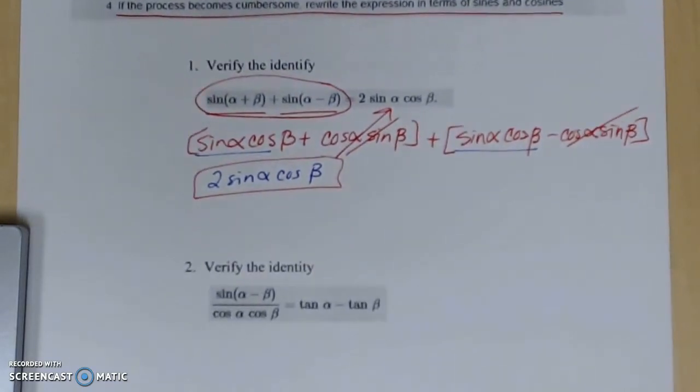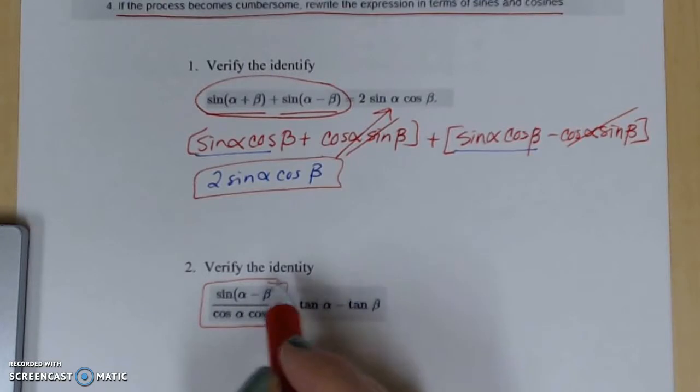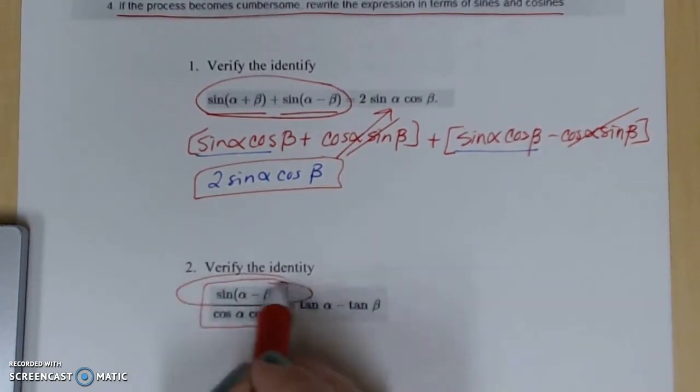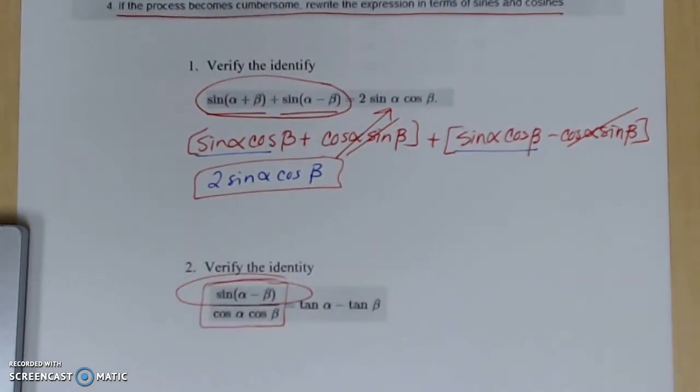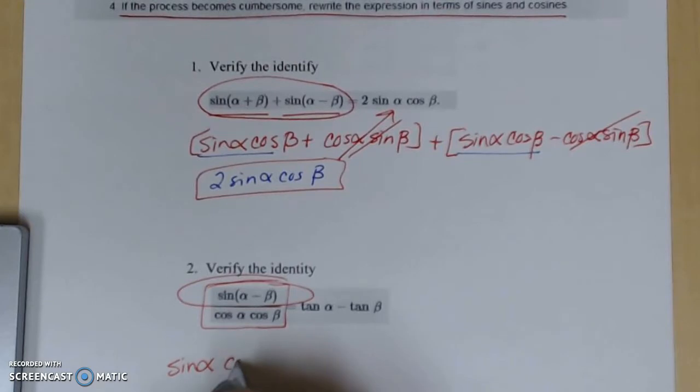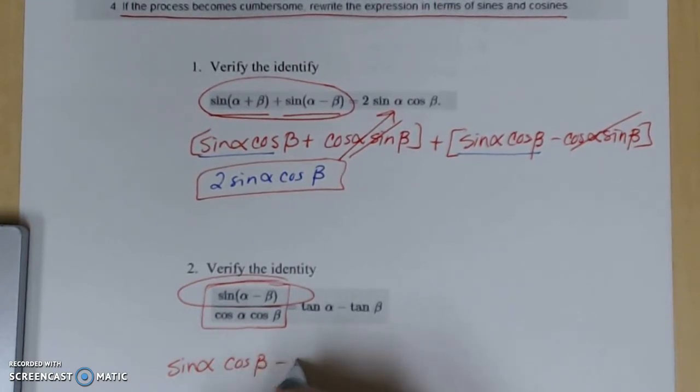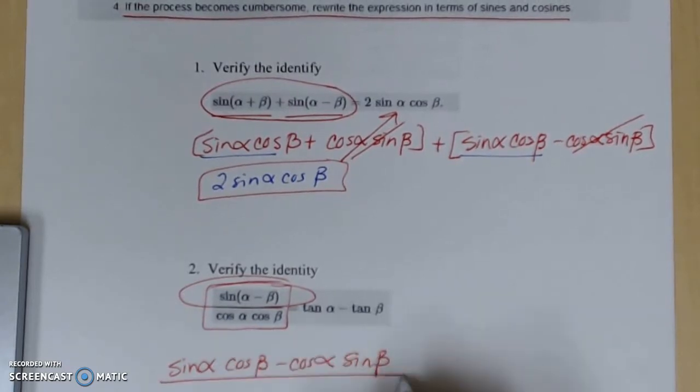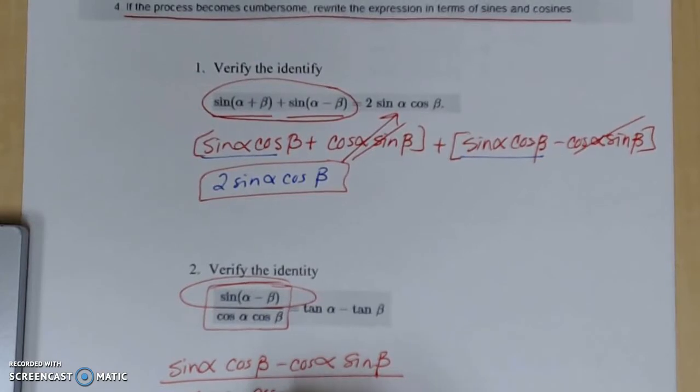Number 2 says verify the identity. So again, I'm going to start with this side. It looks a little bit more complicated, and I know an identity for that top part, so I'm going to start there. I'm going to plug in the identity for the difference of these sine functions, which would be sine alpha cosine beta minus cosine alpha sine beta, all over, I'm just going to put the denominator, cosine alpha cosine beta.